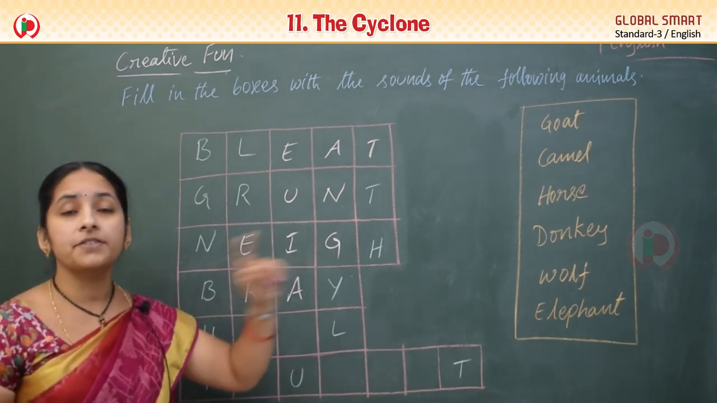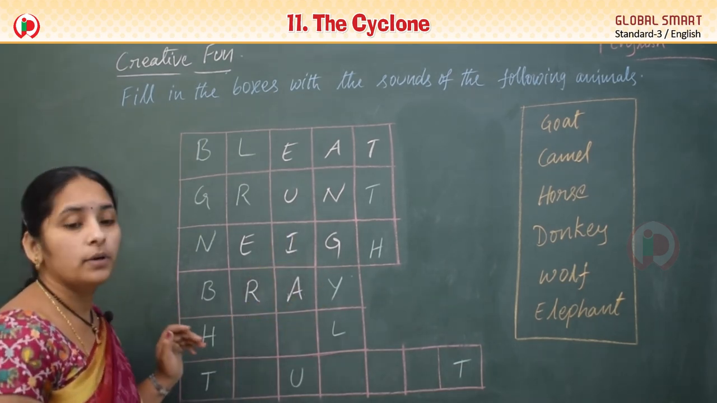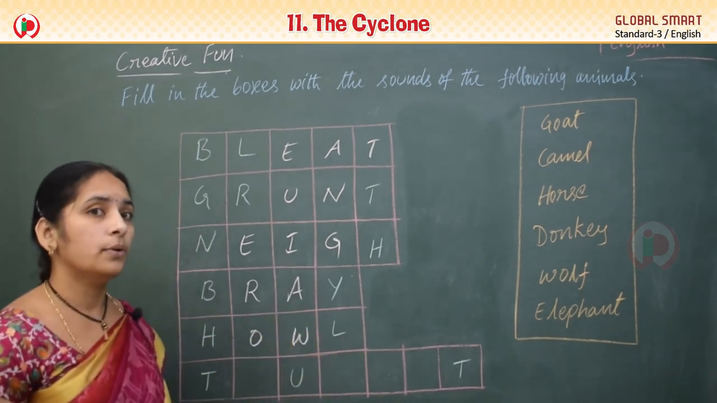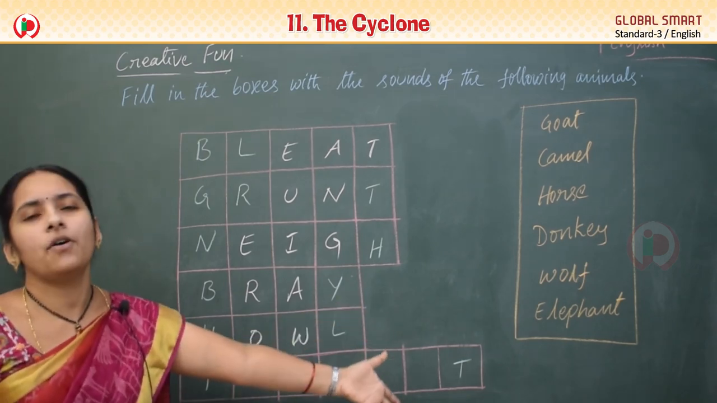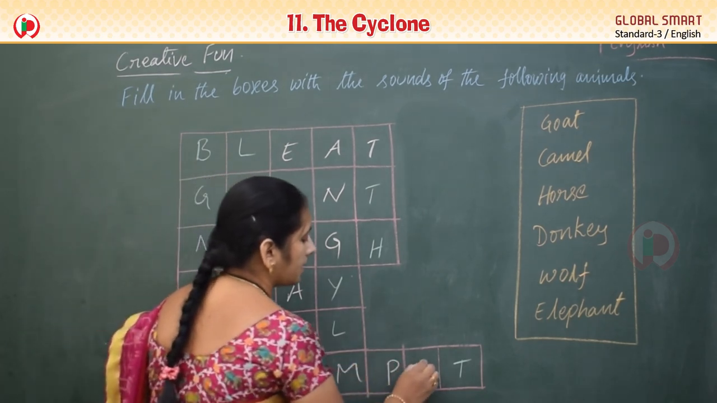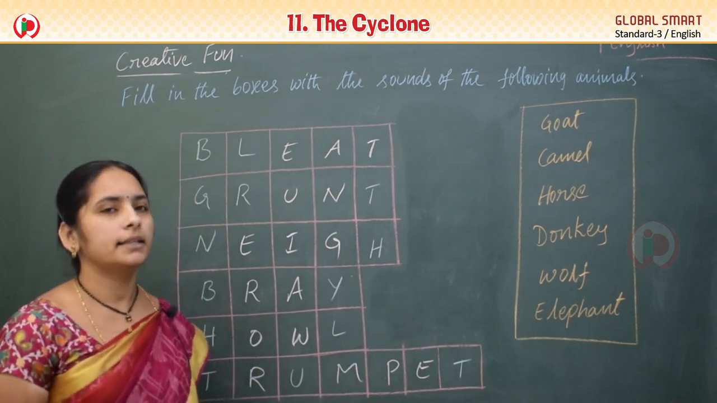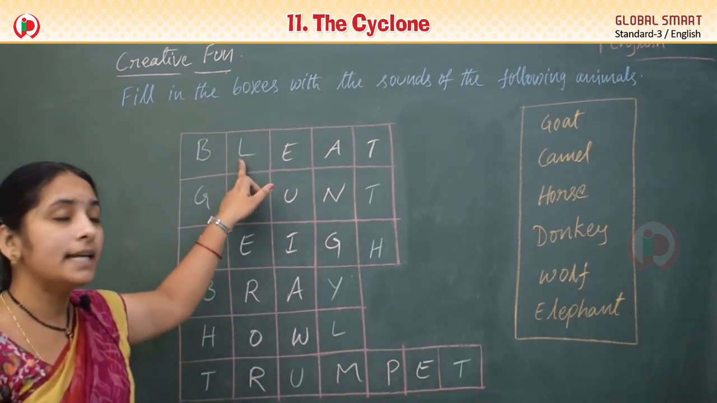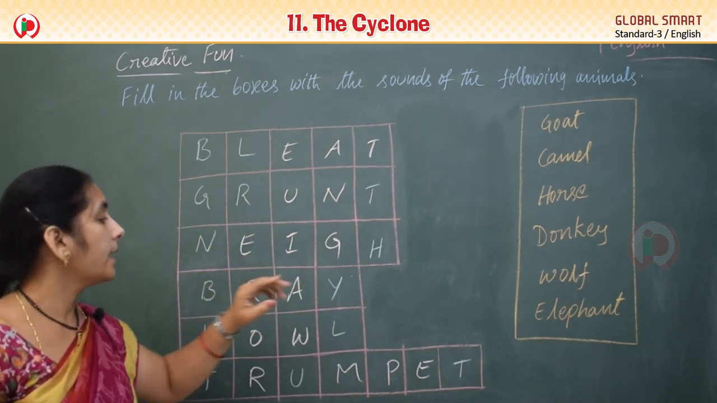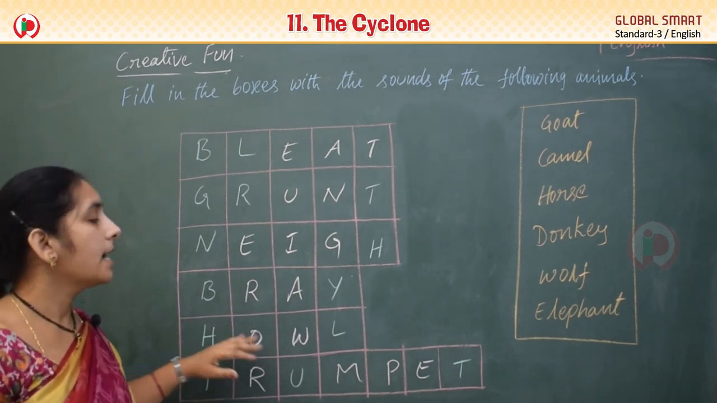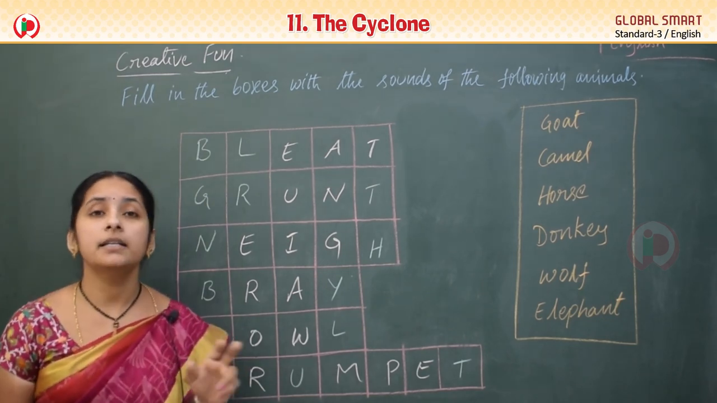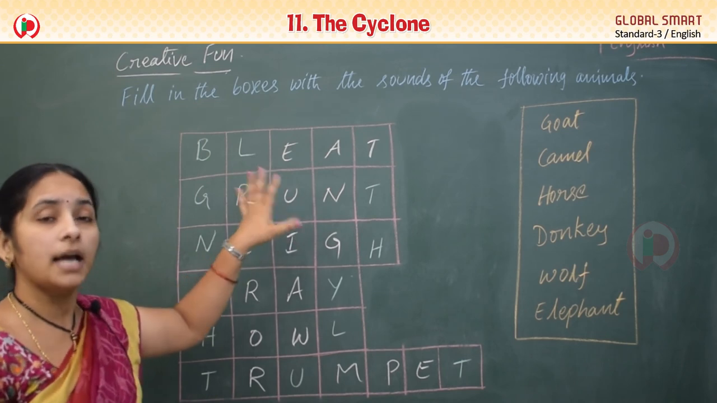And next, wolf sound. Wolf sound we call it howl, howling sound. H-O-W-L. Howl. And last one, elephant sound, all of you know. Yes, trumpet. T-R-U-M-P-E-T. Trumpet. So goat bleats, camel grunts, horse neighs, donkey brays, wolf howls, and elephant trumpets. So all these are the sounds of the animals.